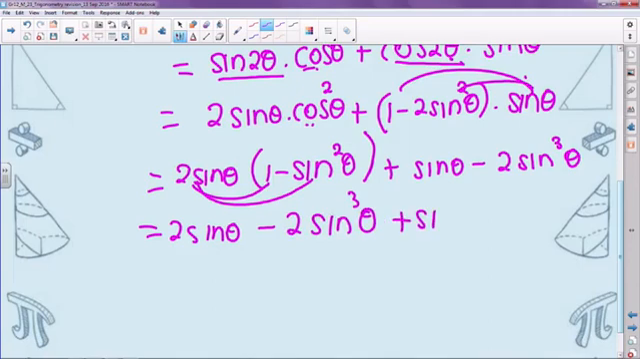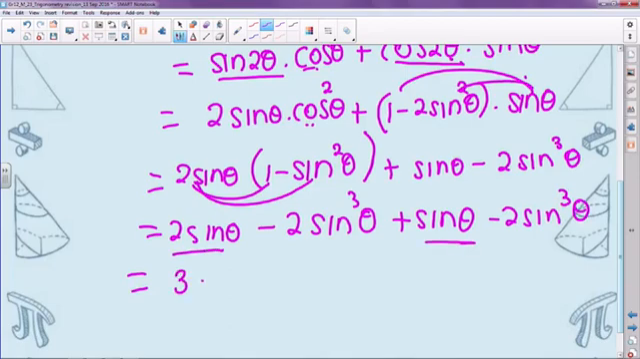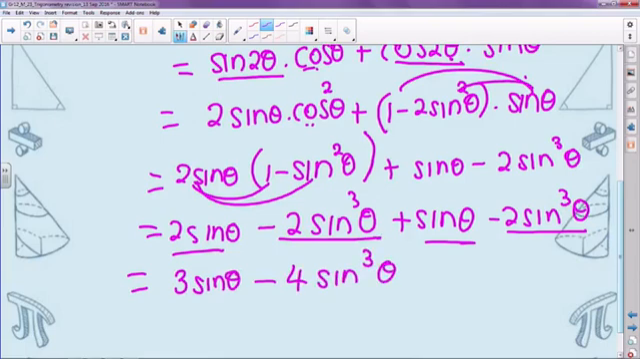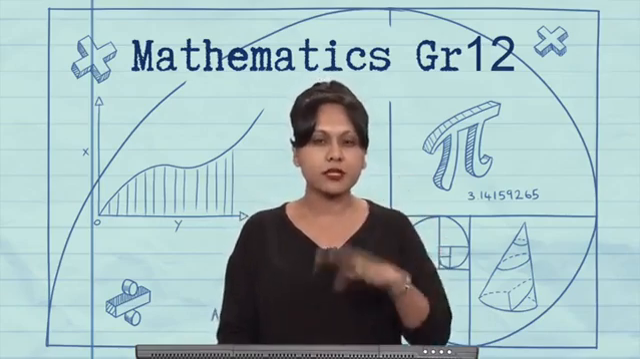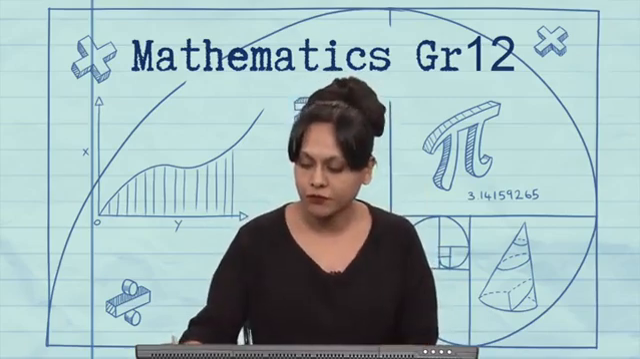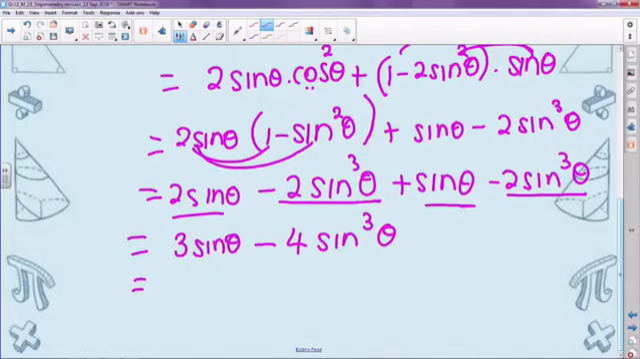And here we're looking pretty good because everything is already in terms of sine. Okay, so I can now add like terms. 2 sine theta plus sine theta is 3 sine theta, minus 2 sine cubed theta minus 2 sine cubed theta is minus 4 sine cubed theta. Okay, so at this point we're really happy because now that everything's in terms of sine theta and you know that the value for that trig ratio is 1/3, we're simply going to substitute, okay?